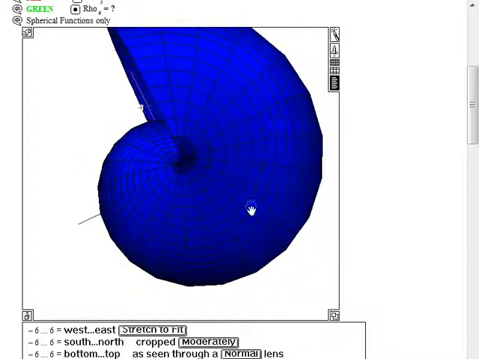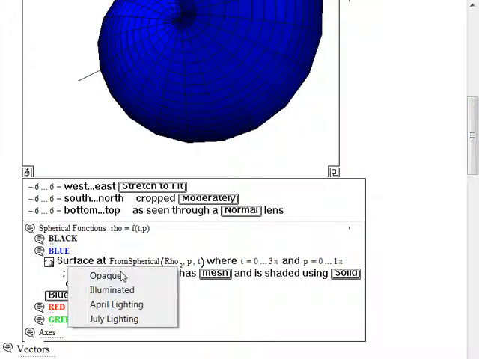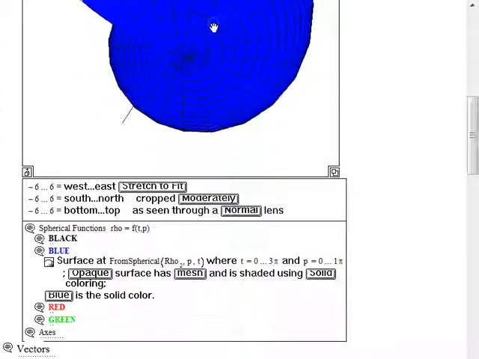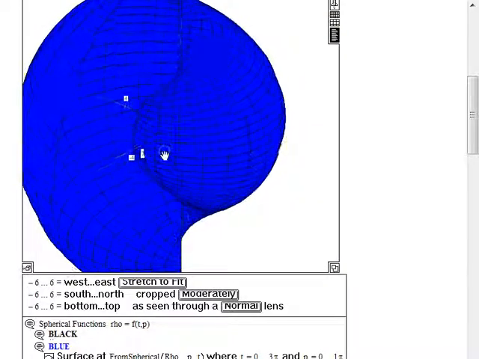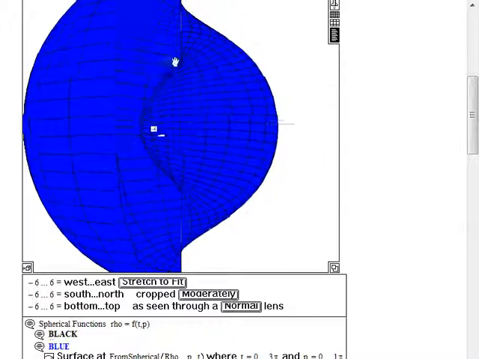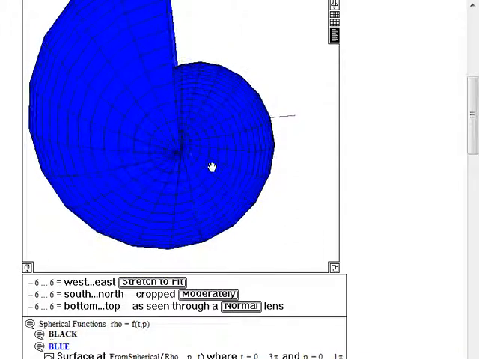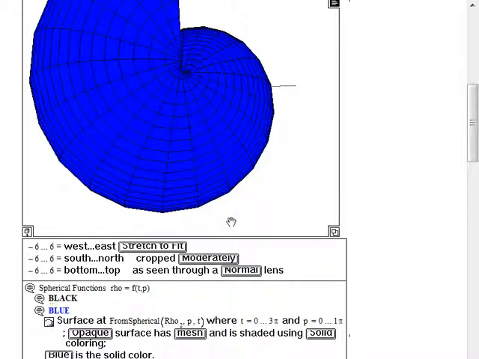Unfortunately, I can't make this semi-transparent, or can I? No, I can't. Some of the older versions, I used to be able to make the surface sort of semi-transparent so you can see through it. But anyway, there's rho equals theta.